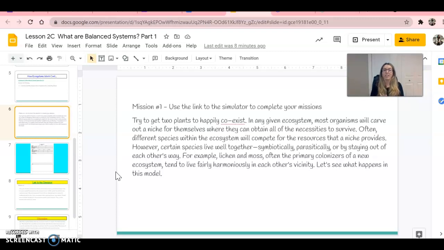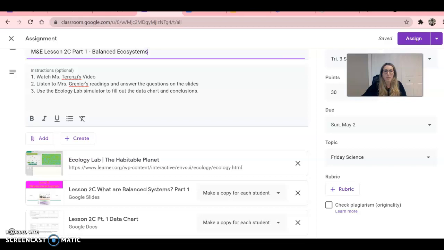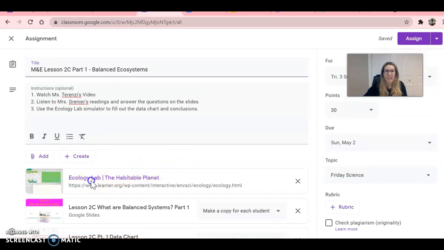So for example, lichen and moss, which are two producers, are often the primary colonizers of a new ecosystem. And they tend to live fairly harmoniously in each other's vicinity, meaning that they live well with each other. They can live close together without having any issues. So we're going to play around with this ecosystem simulator, or ecology lab is what it's called. And we are going to see what happens when we have two plants that are competing for the same limited resources. We're going to go back to the assignment and click on Ecology Lab.